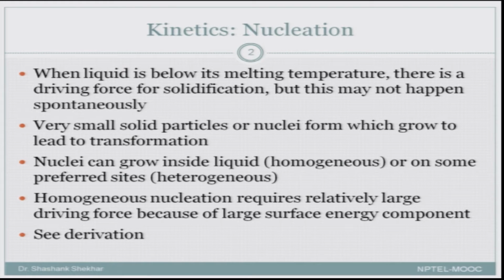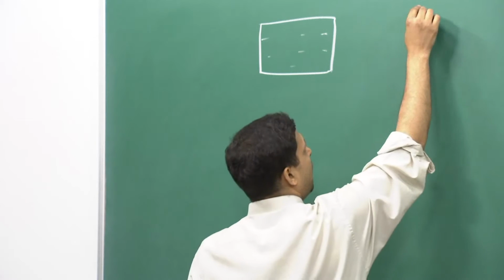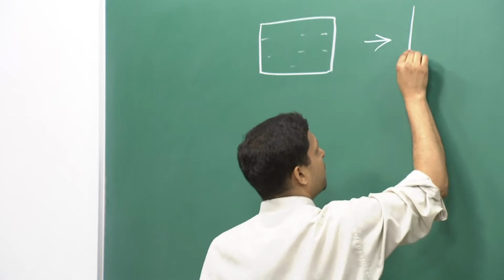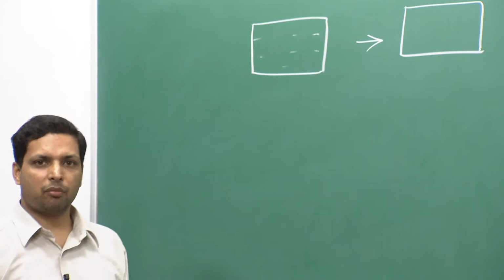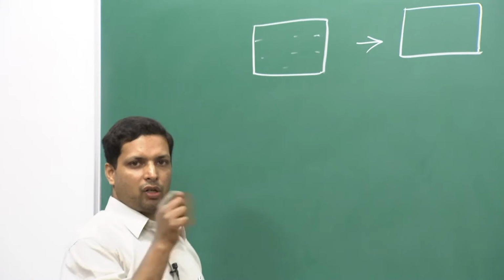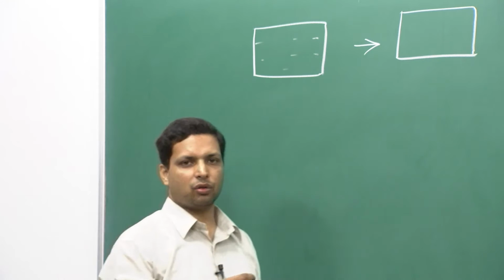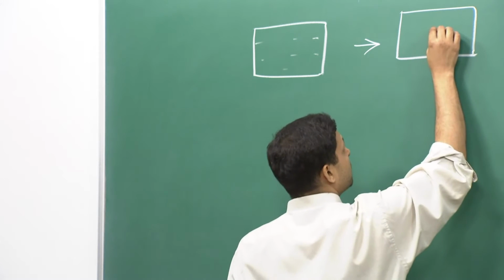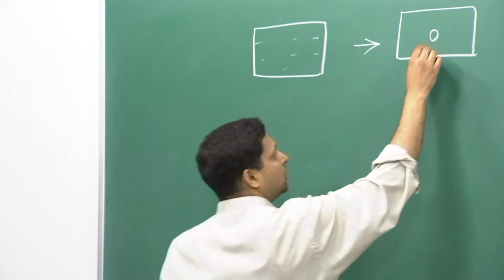Okay, so let us get to some board work. Let us say we have a box inside which we have liquid. This is all liquid, and then you reduce the temperature below the melting point. It need not happen exactly at the melting point. At some temperature below the melting point, which is also called undercooling, you may start to see some nuclei, very small, microscopic in size.